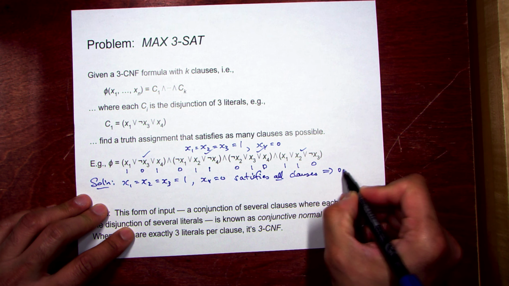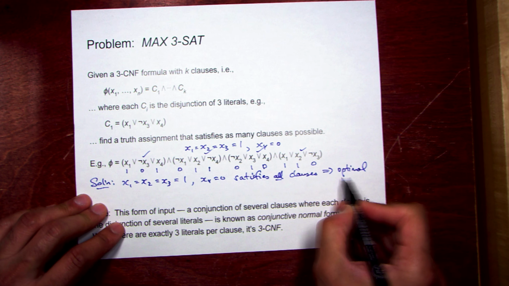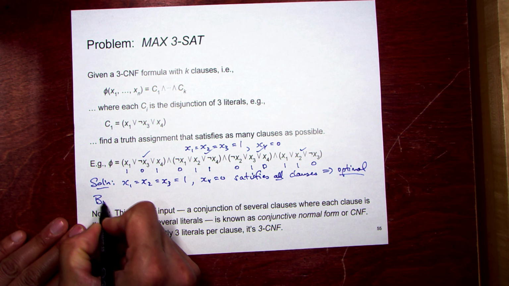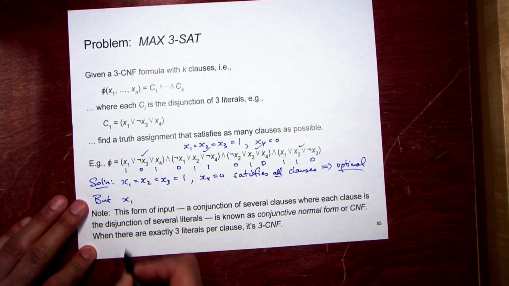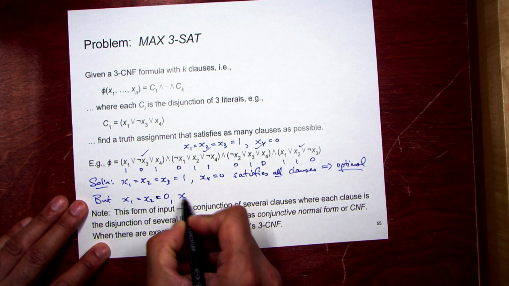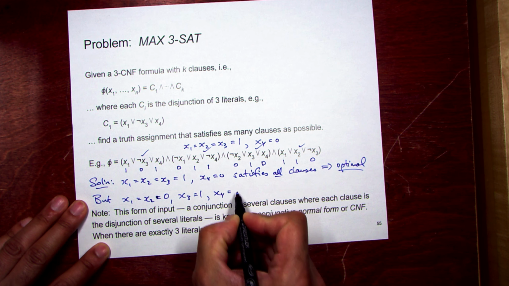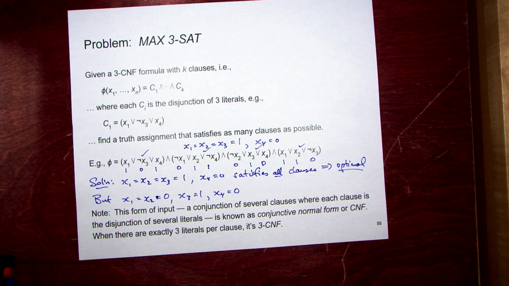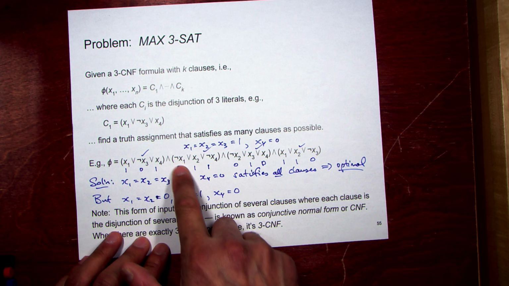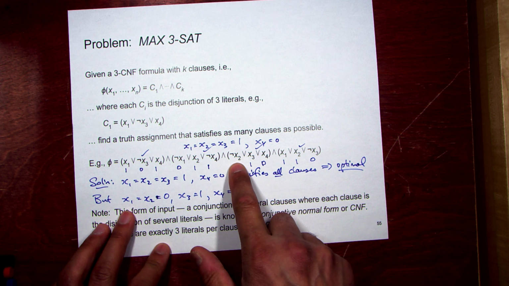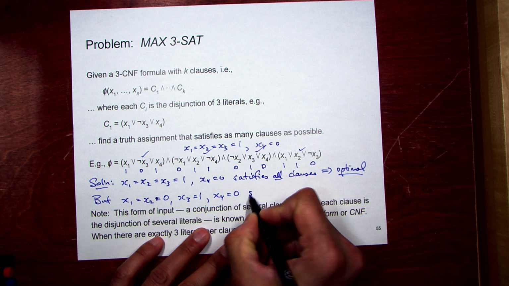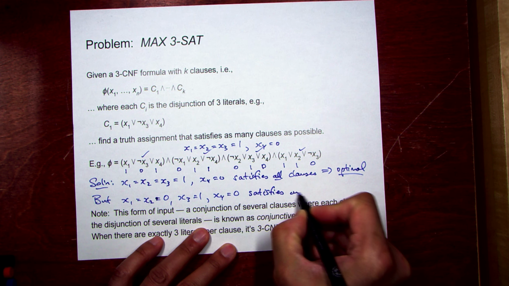And if you get all of them, it must be optimal, if we're trying to satisfy as many of them and we got the max possible. But there are some that really fail quite spectacularly, like if you did x1, x2 is 0, x3 is 1, and x4 is 0. Then the first one's not satisfied, the second one is, the third one is, and the fourth one is not. So you only get 2. So it satisfies only 2.